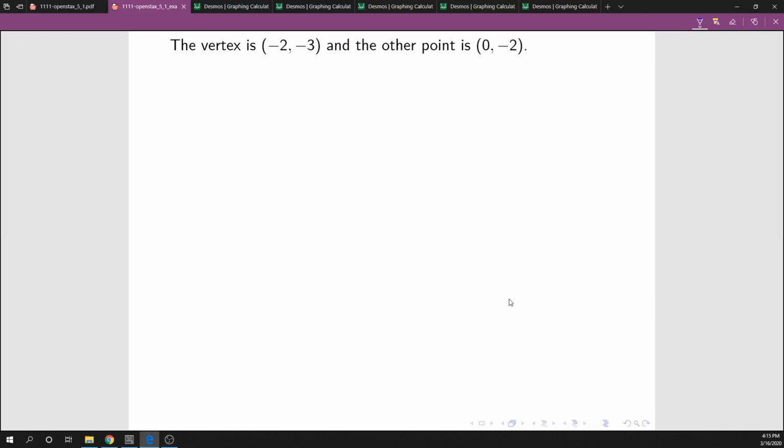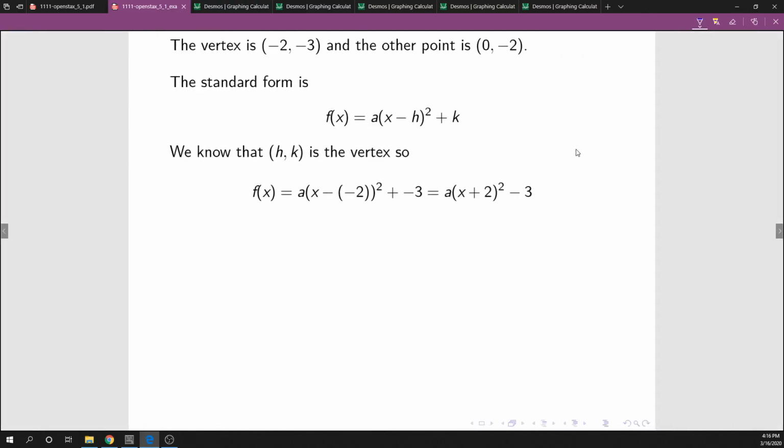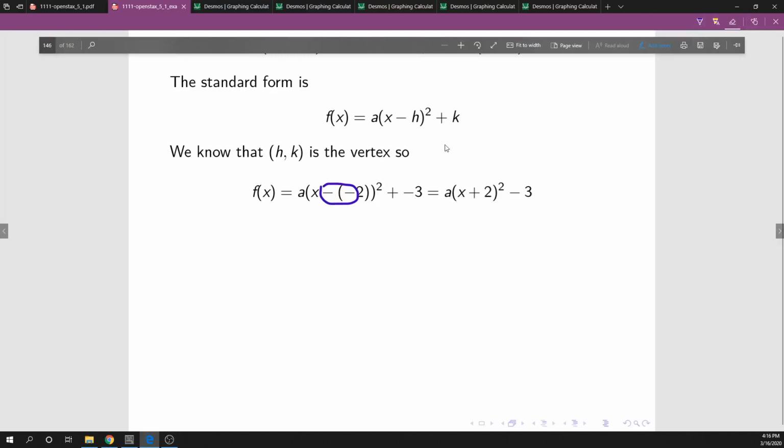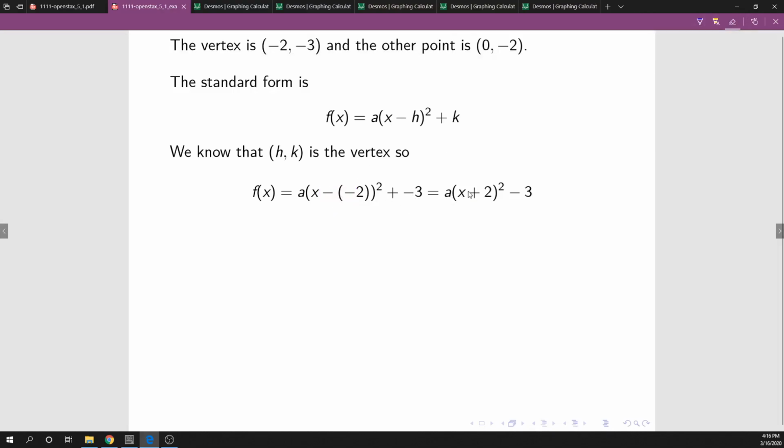All right, so where do we go from there? We go straight to the standard form, because all we need to do is plug h and k in. We know that h is the x coordinate of the vertex, so that goes right in there. The -3, the k, is the y coordinate of the vertex, and we have that information. So that's just straight plug in. And I did go ahead and do the simplification here of the 2 minuses, and I made that a plus. Okay, so this is what we have to work with now.